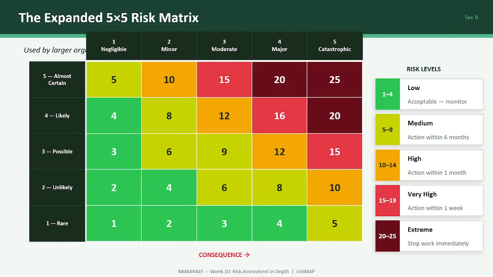For your mini project 1, if your group is assessing a complex, multi-hazard workplace or a facility with high consequence potential, you may choose to use a 5x5 matrix. Be consistent. If you use 5x5, use it for all hazards in your assessment and document your rating criteria clearly.